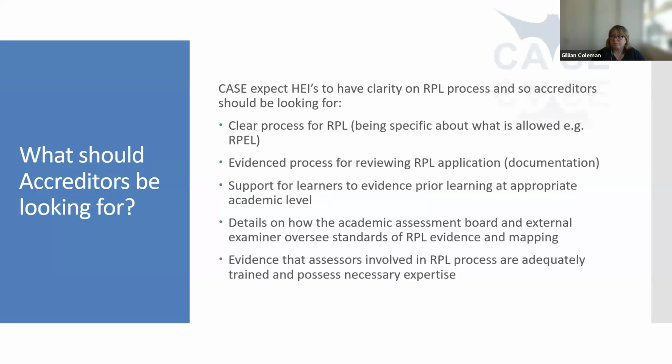Next slide, please. But just to summarise some of the key elements that we as accreditors should be looking for. So obviously we've talked about that consistent approach, the evidence, the record keeping. And so when we are accrediting programmes, what we need to be looking at is that there is a clear process in place for RPL. And that shouldn't just be what the standard university process is, but what are the programme teams actually doing to be able to look at RPL? And being specific about what is and what is not allowed.